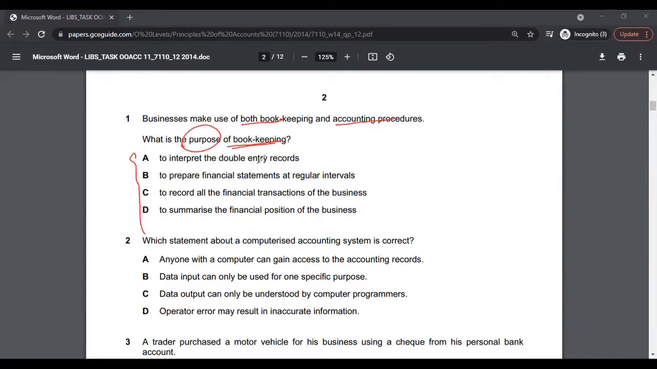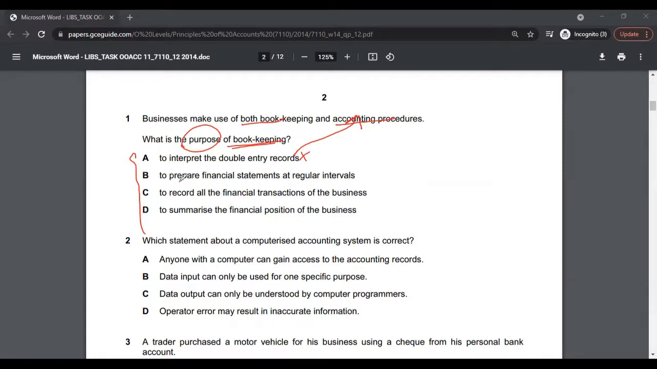To interpret the double entry records, no. In multiple choice, you have to select the best option that describes the purpose of bookkeeping. Now you can argue that interpreting double entry records can come under bookkeeping, but it's more like accounting procedures. And the question is asking about the purpose of bookkeeping. So understanding the question is very important before trying to look for the answer.